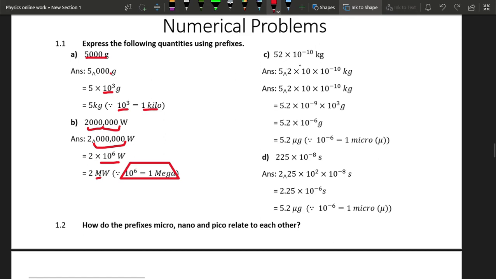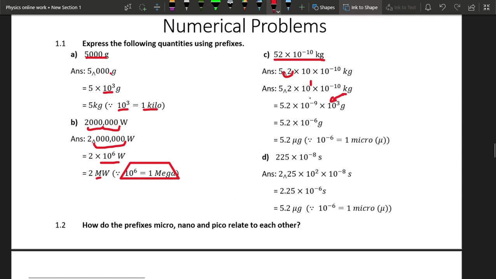You can see 5.2 into 10 raised to power minus 10 kg. First of all, you move the point before 2, so it will be 2 into 10 raised to power 1 or 10 into 10 raised to power minus 10, and this kg, kilo, is 10 raised to power 3.